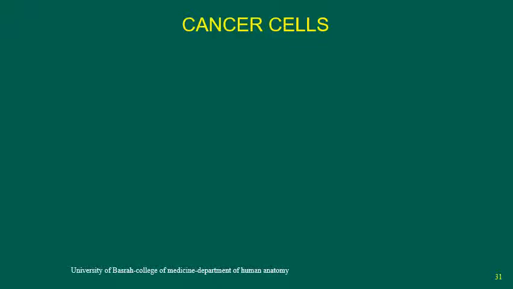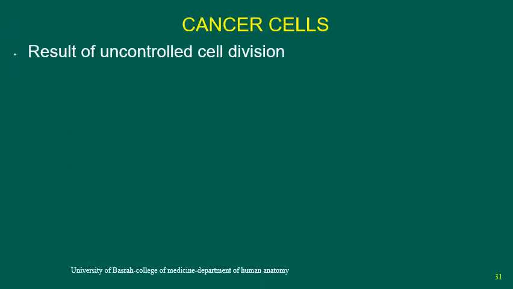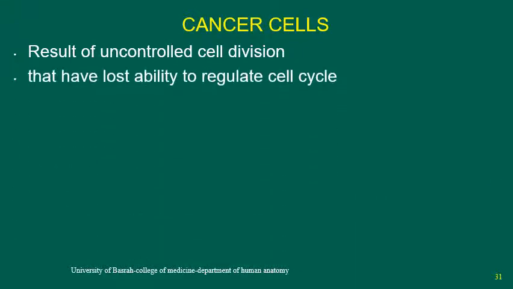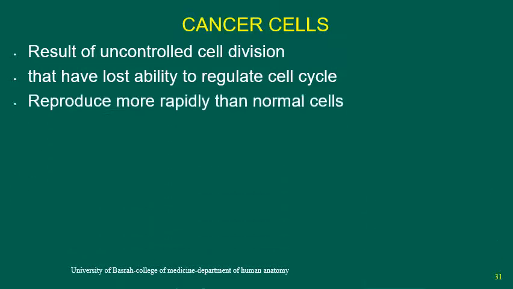Failure of cell cycle regulation can lead to uncontrolled cell division. The cells lose the ability to regulate the cell cycle and reproduce more rapidly than normal cells, and the masses formed are called tumors.